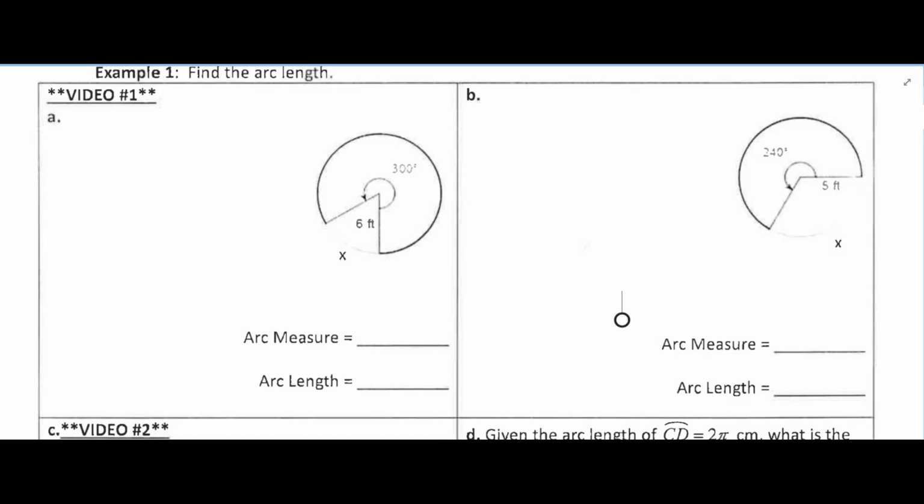In this video, we're going to continue with Chapter 6 on circles. We're in Section 6.7 talking about arc length. So let's take a look at Example 1, Part A.